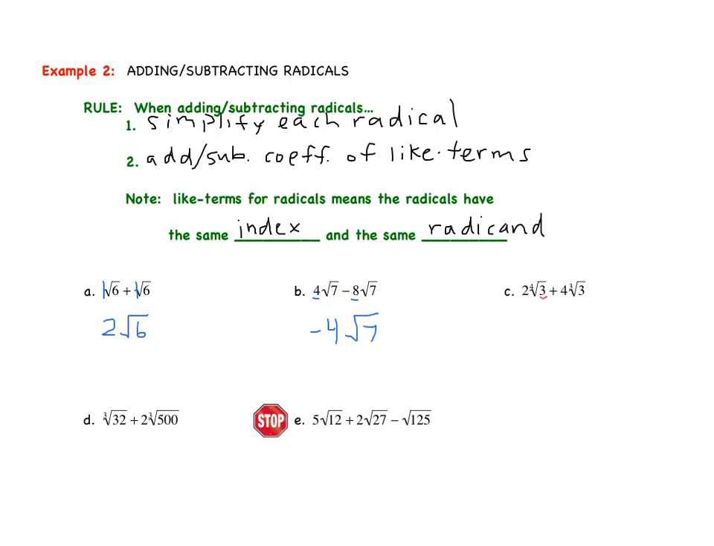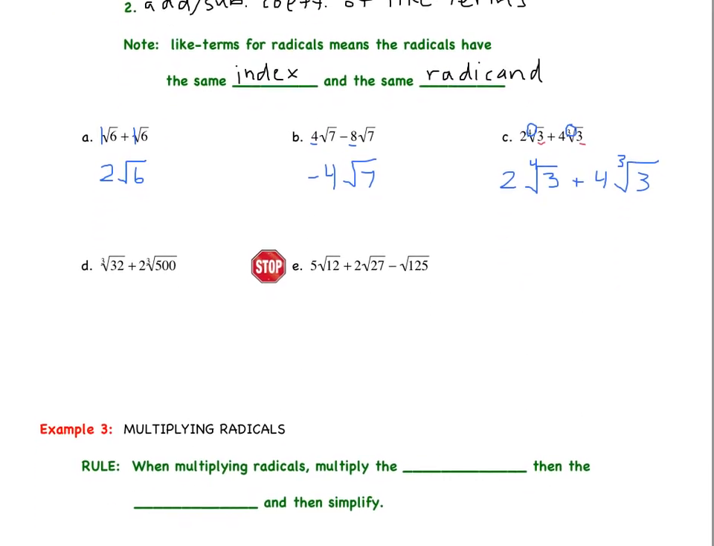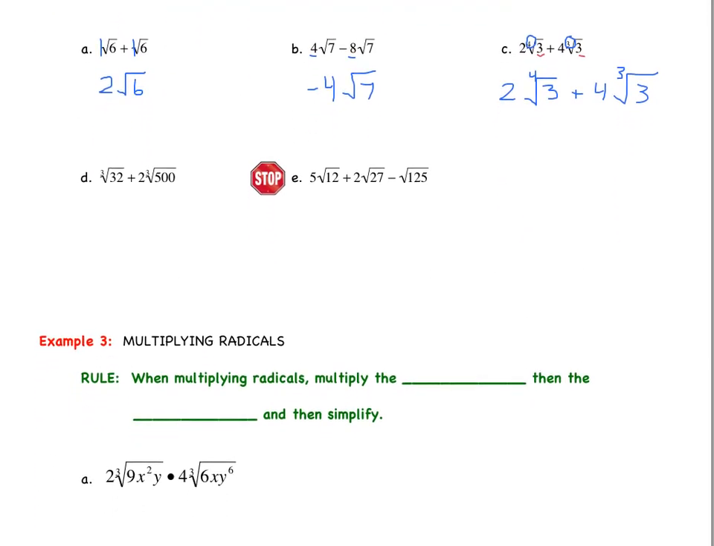They each have a 3 and a 3, but notice the index is different. One's a 4 and one is a 3. Therefore, we cannot combine these. The best we've got is 2 times the 4th root of 3 plus 4 times the cubed root of 3. We cannot simplify any further. Okay? All right, let's take a look at these next couple of examples, and we'll go from there.